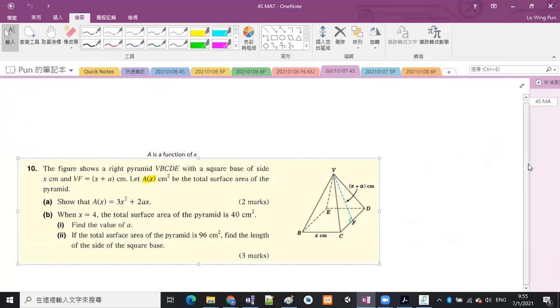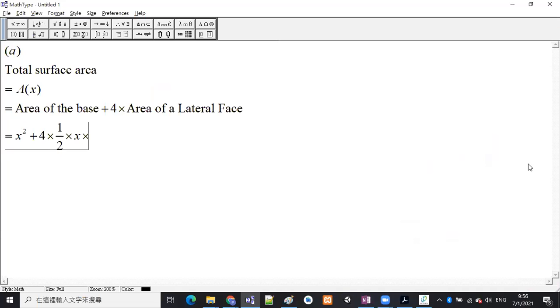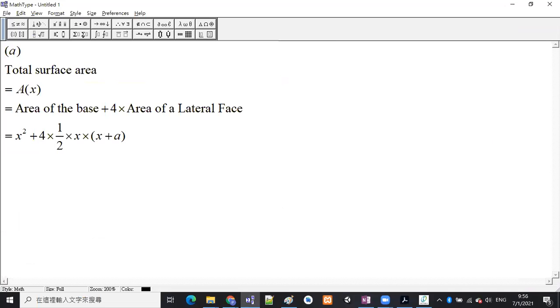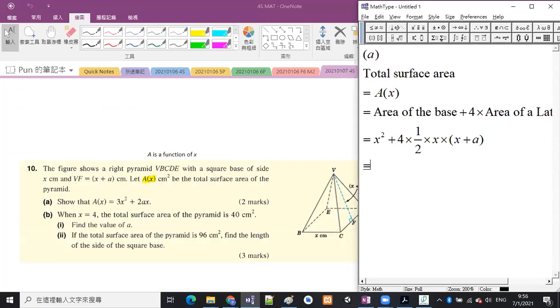Lateral face is a triangle. So the area of a triangle is calculated by 1/2 times base times height. So what is the base of the triangle? It's x, okay? And then times height. What is the height of the triangle? That is VF, that is x plus a. Can you get this? Okay, so when you simplify the like terms, x squared plus 2x bracket x plus a, okay? And then it is x squared plus 2x squared plus 2ax. And finally, calculating the like terms, it should be 3x squared plus 2ax. Okay, so that is what we want to show.